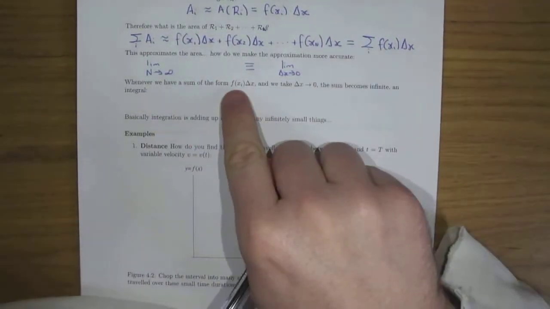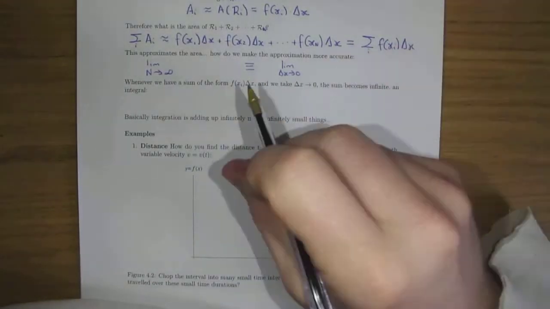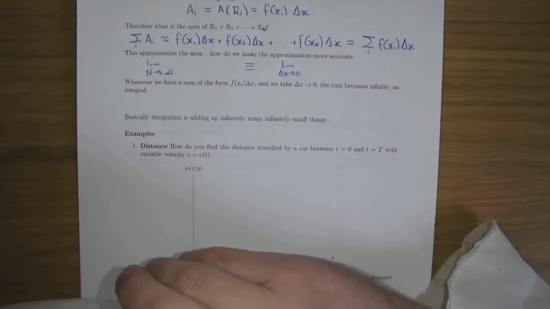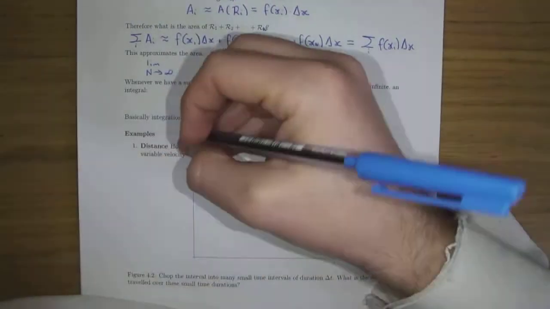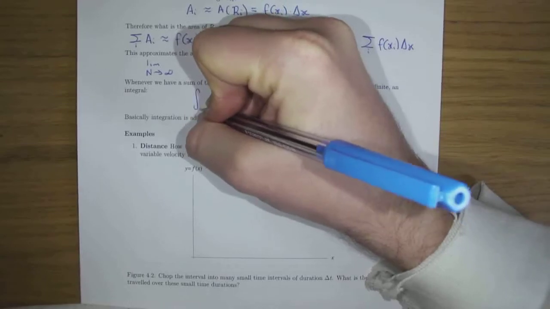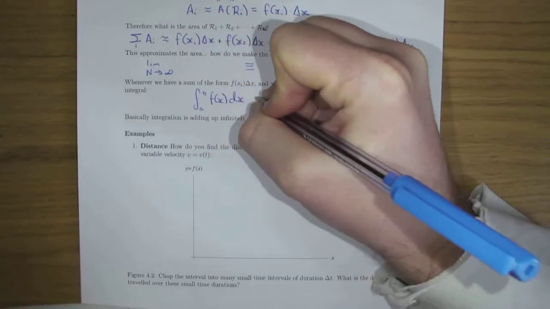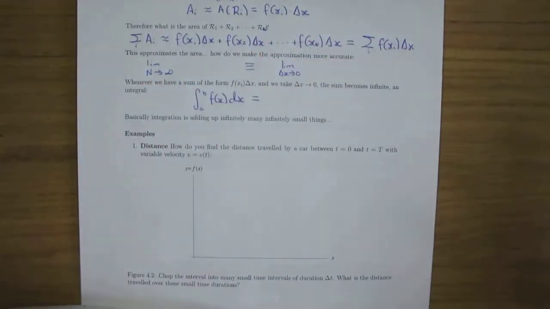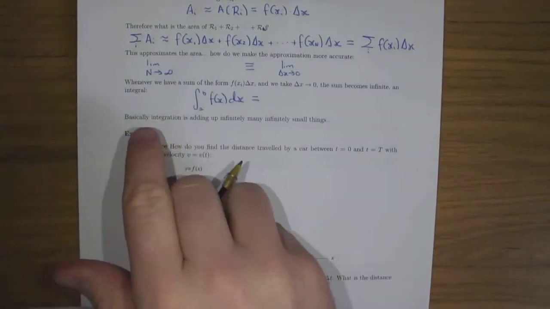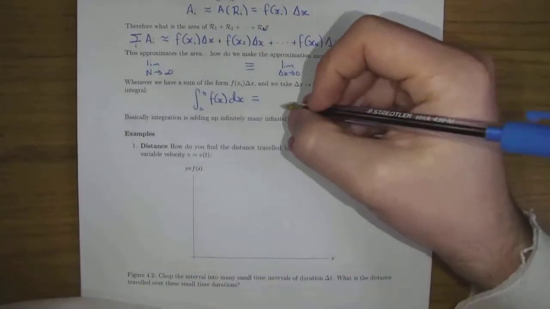And whenever you have a sum of this form and you take the delta x going to 0, the sum becomes infinite and you get an integral. So what you have is the definition of integration from a to b of f of x dx is this. Now I could actually use either of these limits, it really doesn't matter. They're the same thing. Could I write both? Yeah, why not? Let's write both.